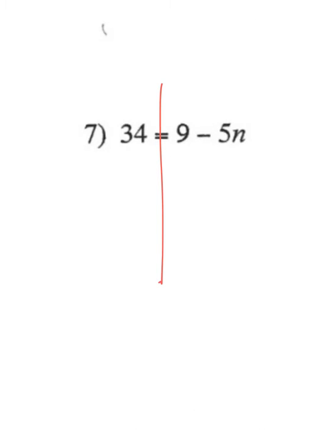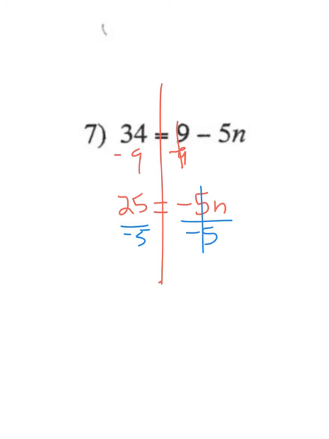Equal sign, minus 9, that cancels out. 34 minus 9 is 25. Divide by negative 5, divide by negative 5, that cancels out, or actually it turns into 1. 25 divided by negative 5 is going to be negative 5. Hey, where'd it go? There it is, okay.